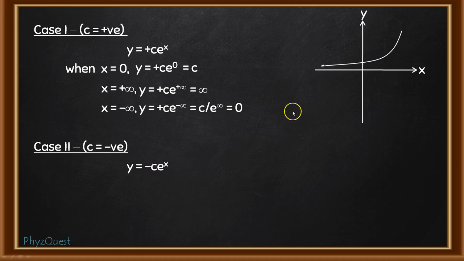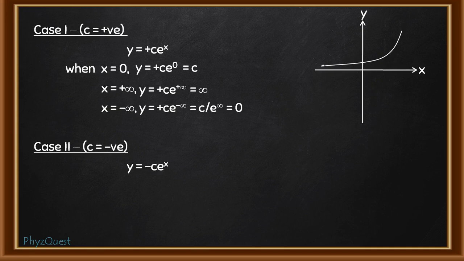So here, whatever the value of y, it will be towards this side, towards the negative axis of y. So the plot will be confined in the third and the fourth quadrant.